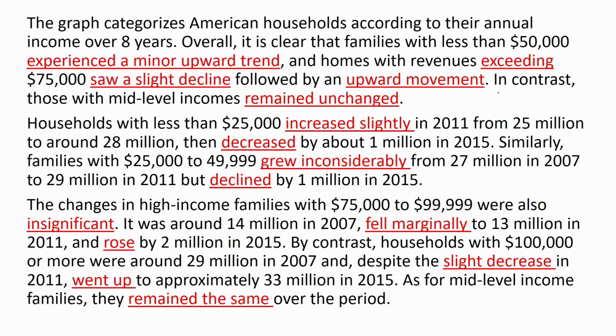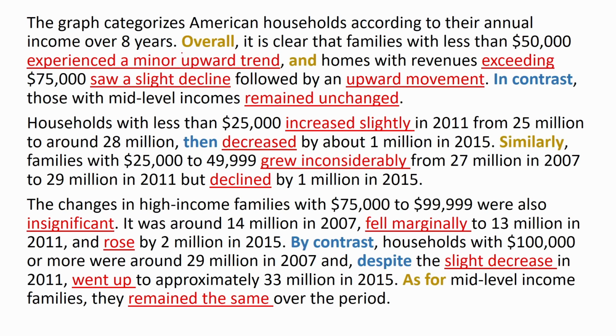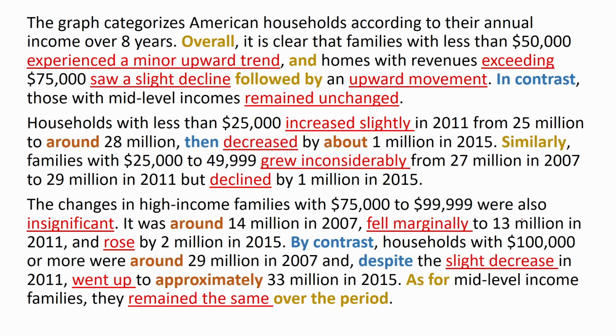So I think you've noticed that I mostly try to use synonyms in order to avoid repeating the same word. Now here I've also highlighted the language of contrast. In contrast, then, by contrast, and despite. In this one, connectors are highlighted, overall and similarly as for. Also, I highlighted followed by and over the period because they clarify the connection between the sentences. I think you've also noticed that the numbers were not exact, so I use words like around, about, and approximately to show that. Now let's talk about the grammar.